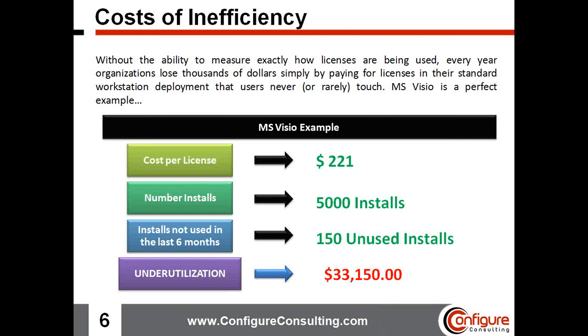So this particular example, and again, Microsoft Visio is just one example. It can be any number of software licenses that fit this model, where it costs about $221 per license, and across a large organization, you can have up to 5,000 installs. The manual approach to software asset management will not tell you that 150, or rather a very small percentage of those installs, were not touched in the last 6 months. Knowing this information and acting on this information would allow your organization to save upwards of $33,000.